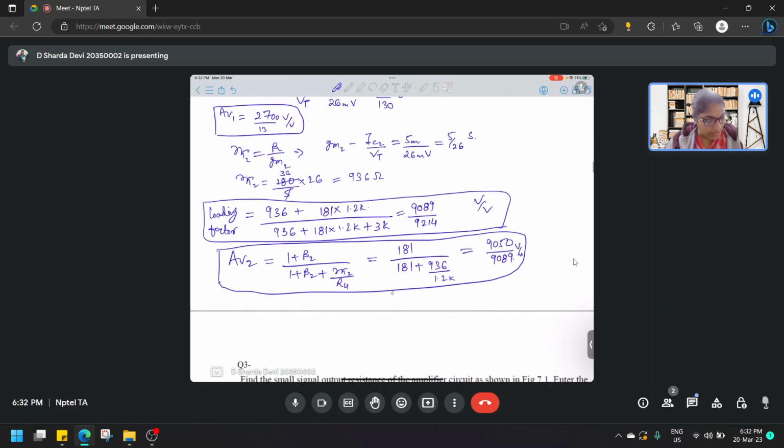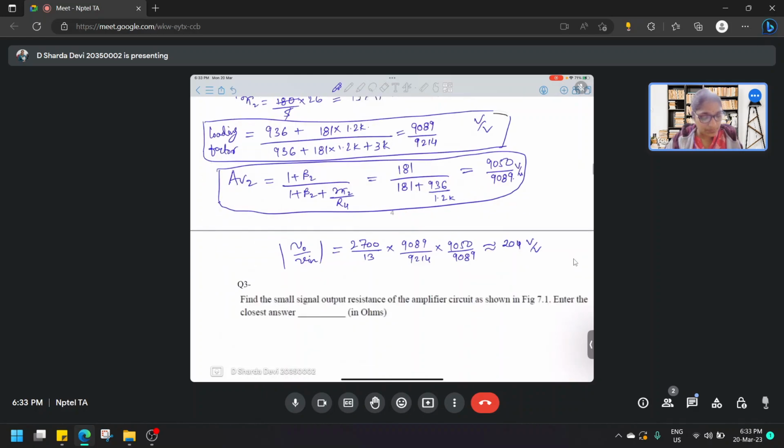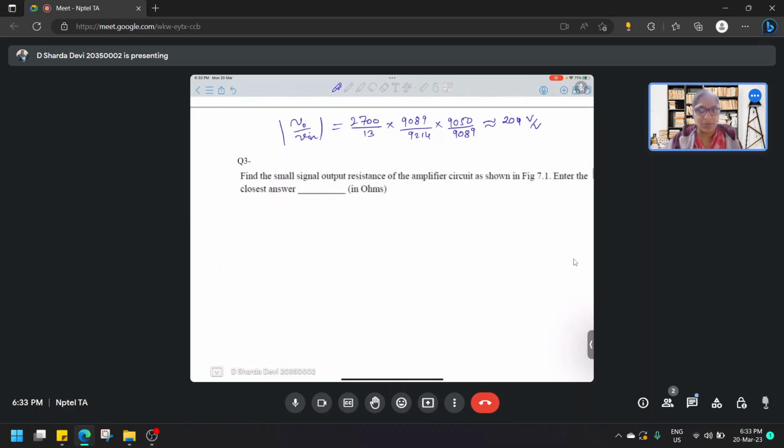So the overall gain, Vout by Vin, is actually the multiplication of all the three. So 2700 by 13 into 9089 by 9214 into 9050 by 9089. So this turns out to be around 204 volt by volt. So the overall gain is 204. Okay. Moving on to the next problem.